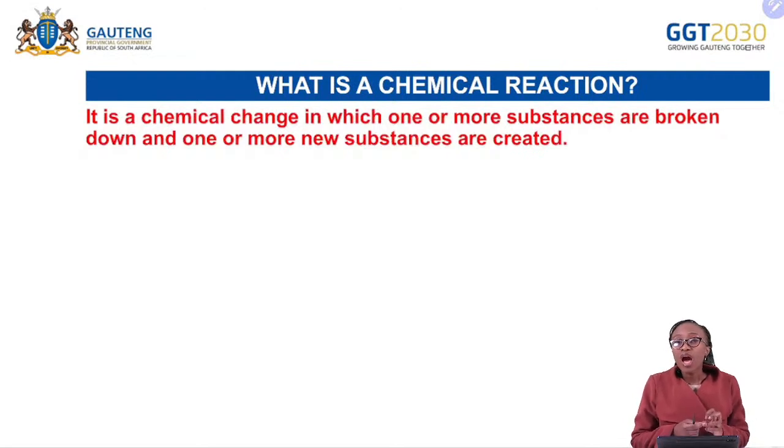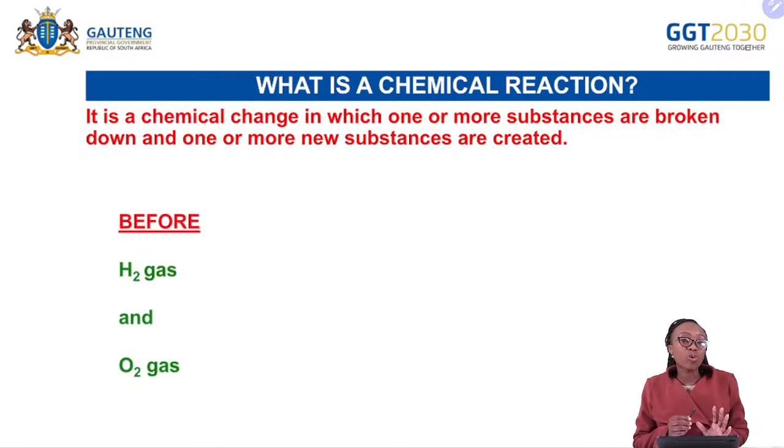So now we've added more information to what a chemical reaction is. We have a starting substance, an initial substance. That substance is going to be broken down into something new. So we are forming something new from something old. That is a chemical reaction.